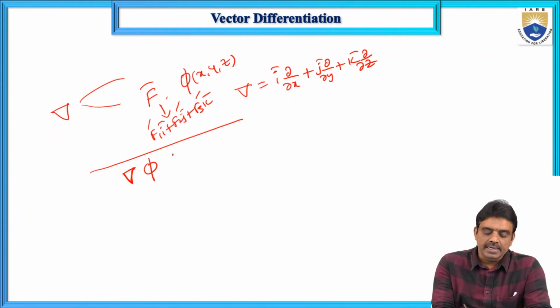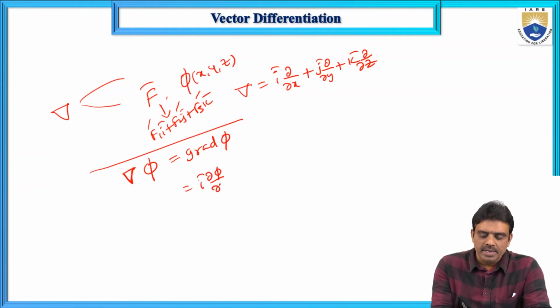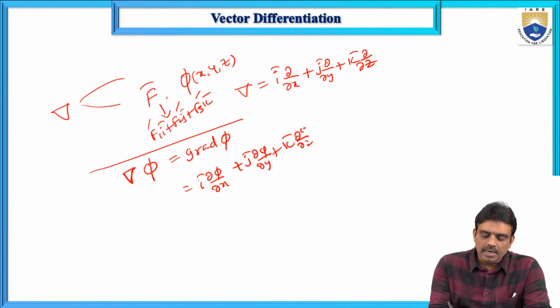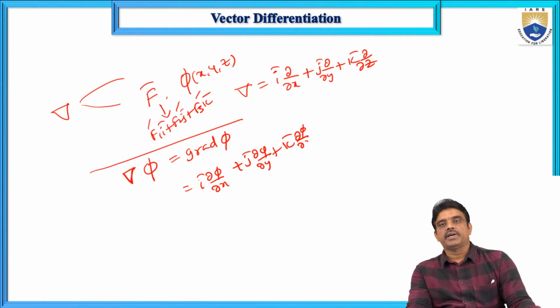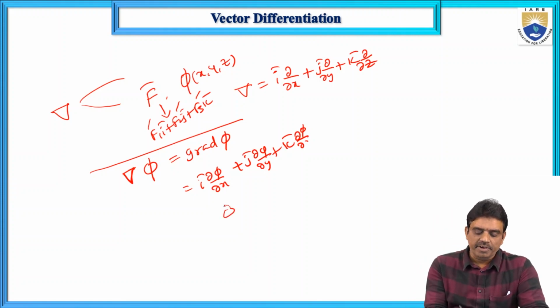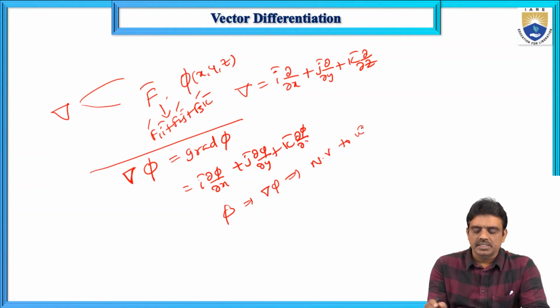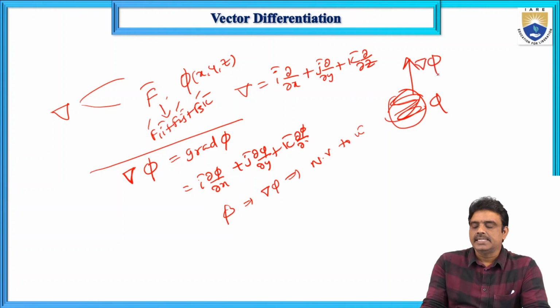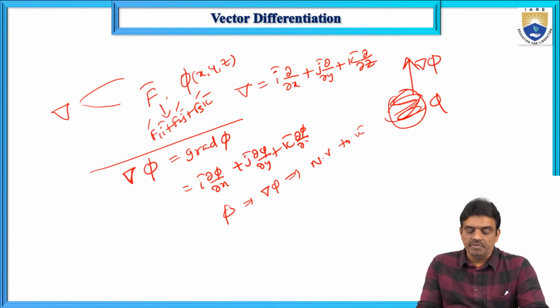If del is applied on phi, then it is called grad phi. Gradient phi is represented by grad phi. The grad phi is i bar dou phi by dou x plus j bar dou phi by dou y plus k bar dou phi by dou z. The physical interpretation of gradient is, if phi is any surface, then grad phi represents the normal vector to the surface. For example, if the surface is a sphere, then grad phi represents the normal vector to the surface.